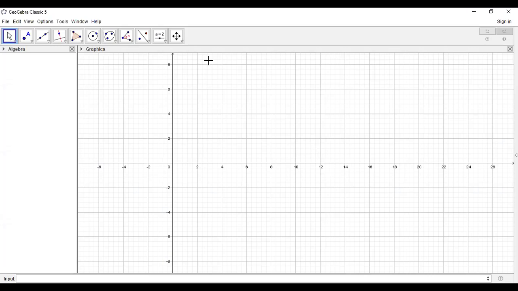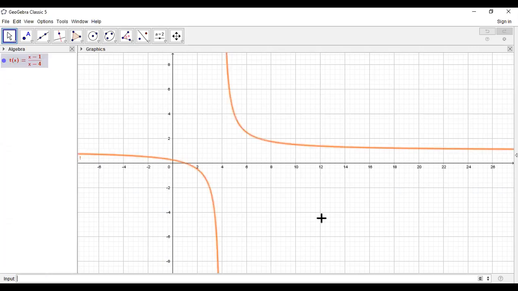Nakikita niyo ba yung graph? Ayan. So, ano yung function natin? We have t of x is equal to x minus 1, all over x minus 4. Tama? Okay, nakikita niyo yung graph.